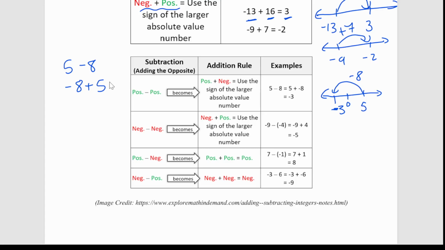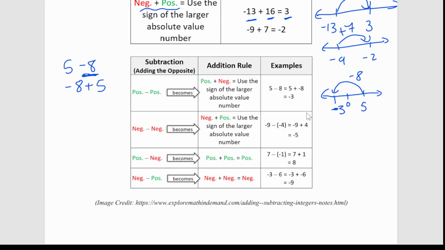So if you end up there, you still just want to subtract and then keep the sign of whichever one is bigger. So in this case, the 8 is bigger and the 8 has a negative directly in front of it. My final answer is still going to be negative.